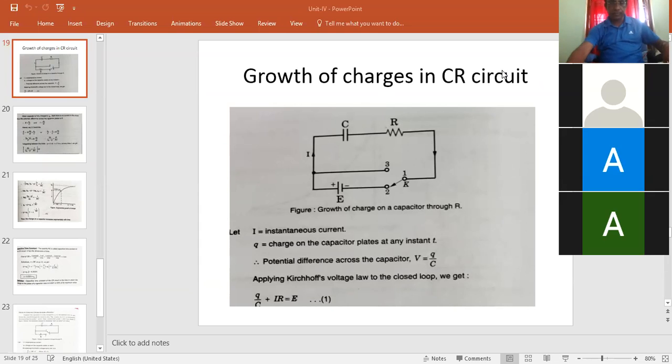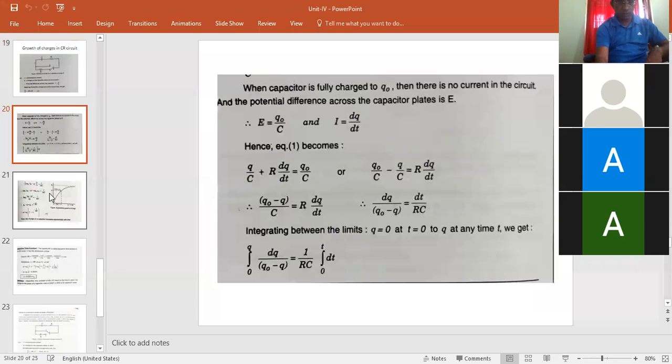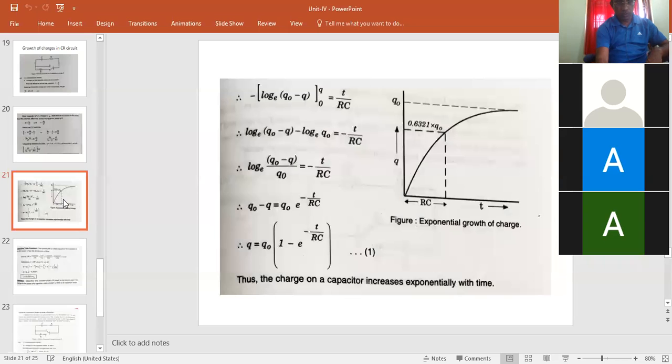And the equation that we get here is Q is equal to Q0 into 1 minus e raised to power minus T upon RC. So here the value of the time constant is RC, the product of resistance and capacitance, that is the time constant.